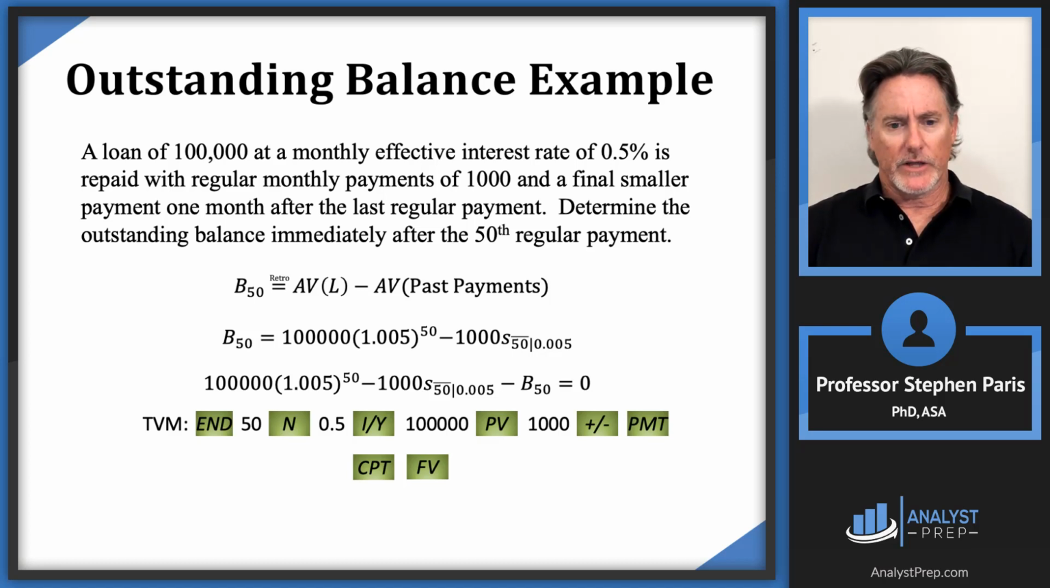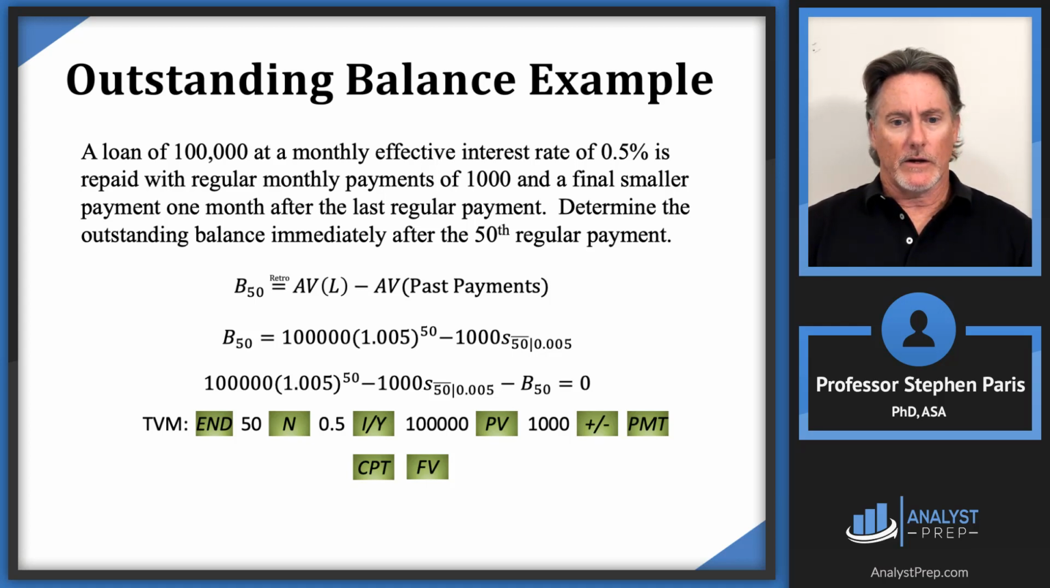I want to make sure that I'm in the END mode, because that's an S symbol, not an S double dot. I think it's clear that the N value is going to be 50 and the I/Y is going to be 0.5. That 100,000, you see, is being accumulated for 50 periods, and since N is 50, I can think of the 100,000 as just the present value. I would input that as a positive because there's an understood plus in front of 100,000 in that equation.